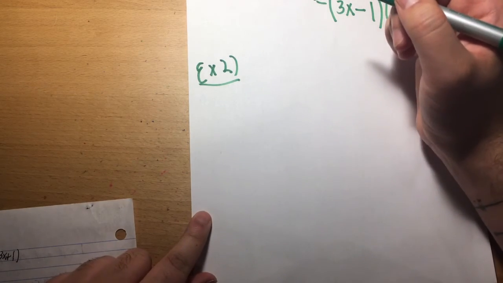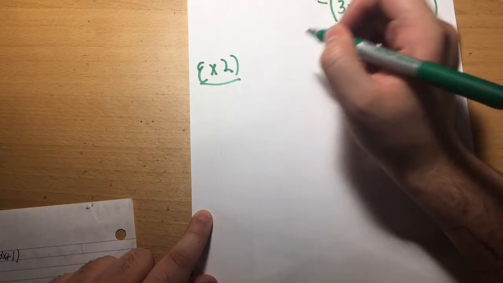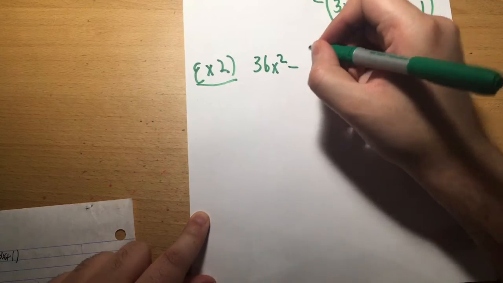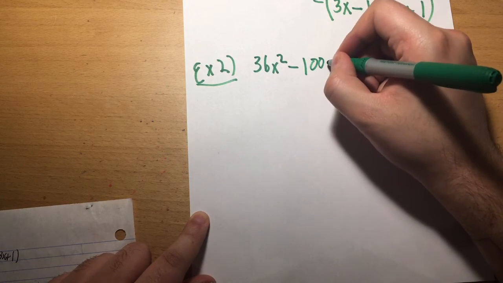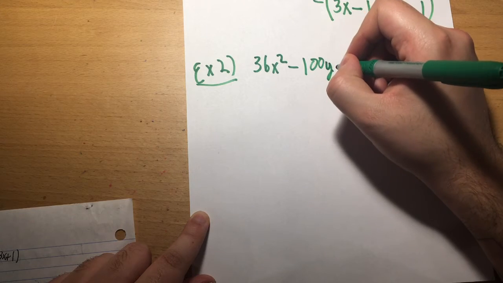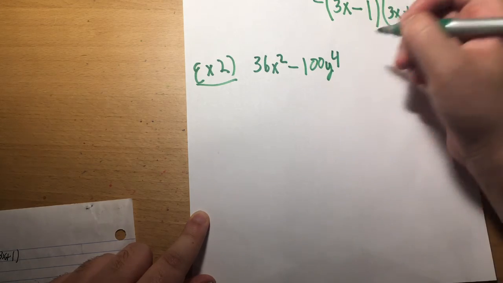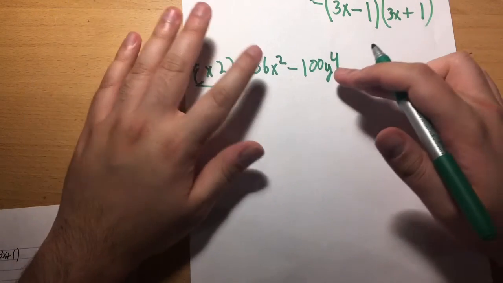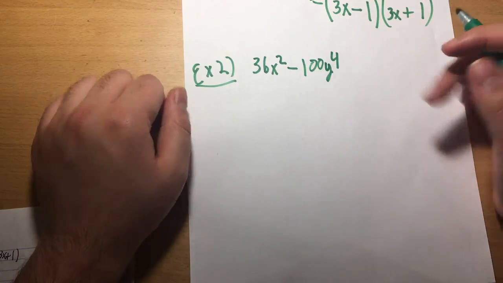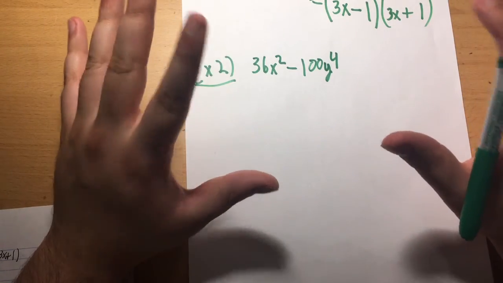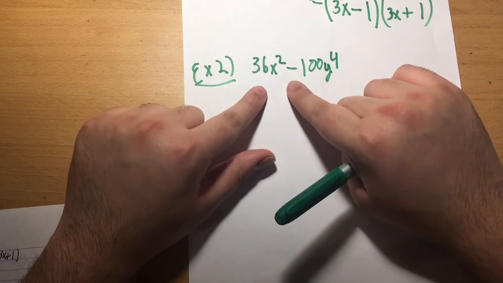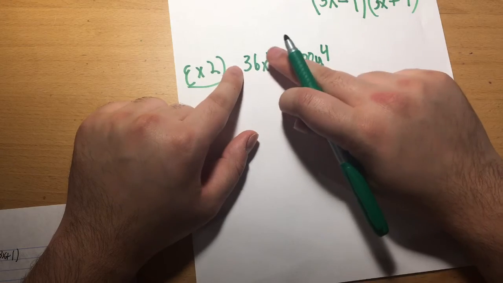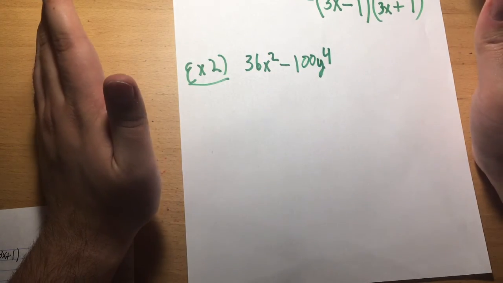So the next example we're going to go through is 36x squared minus 100y to the fourth. Something like this. It's okay that we're dealing with two different variables, in the first thing and the second thing. The only conditions we have to meet are that we have a difference of two things, check. Is the first thing a perfect square? 36 definitely is. Square root of 36 is 6.